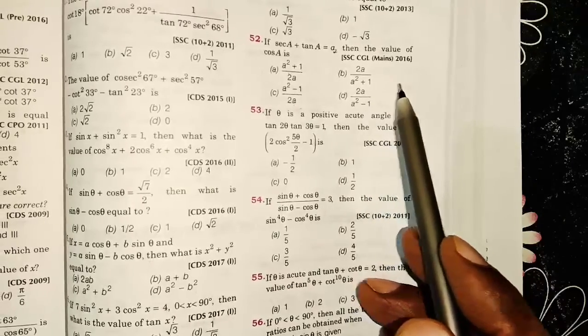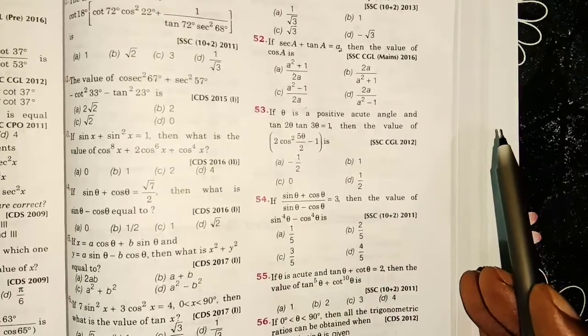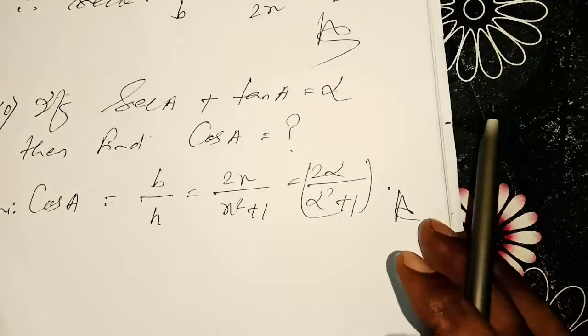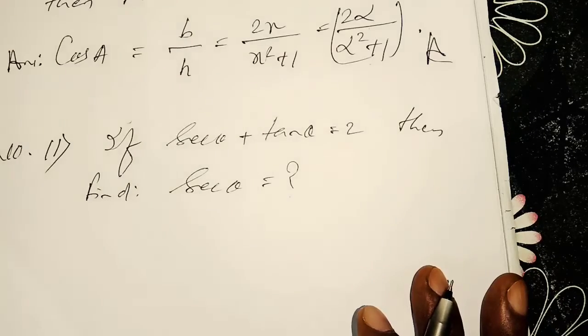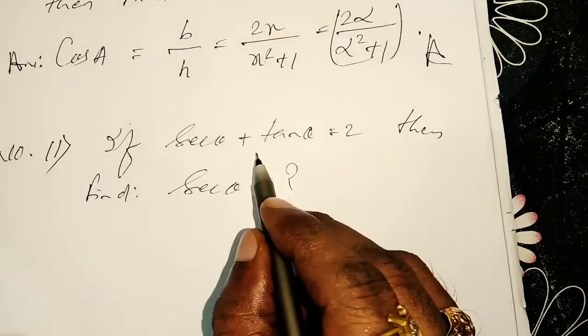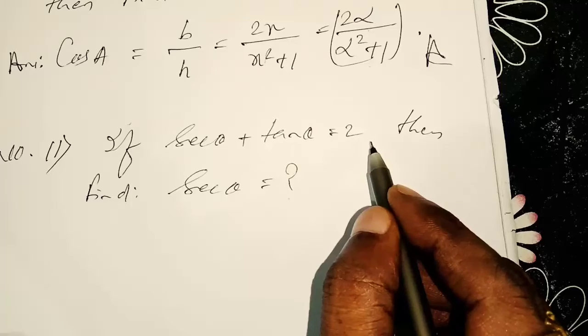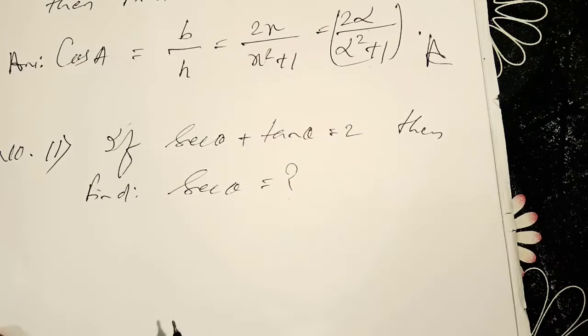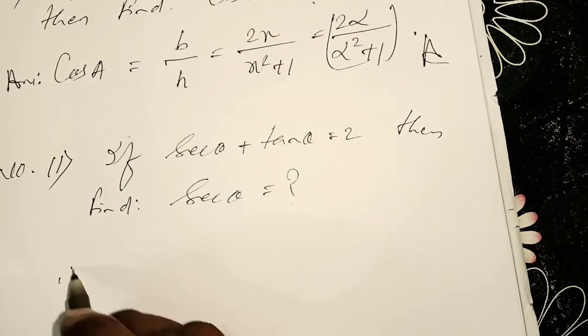Next question I am doing at your demand. Students are demanding, so this is the last question. See the next question: sec theta plus tan theta equals 2 is given. Find the value of sec theta. Apply the same formula.